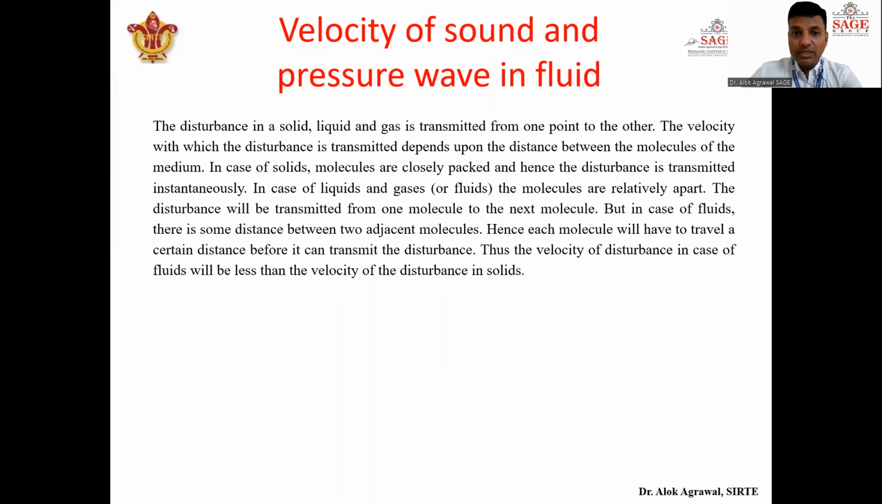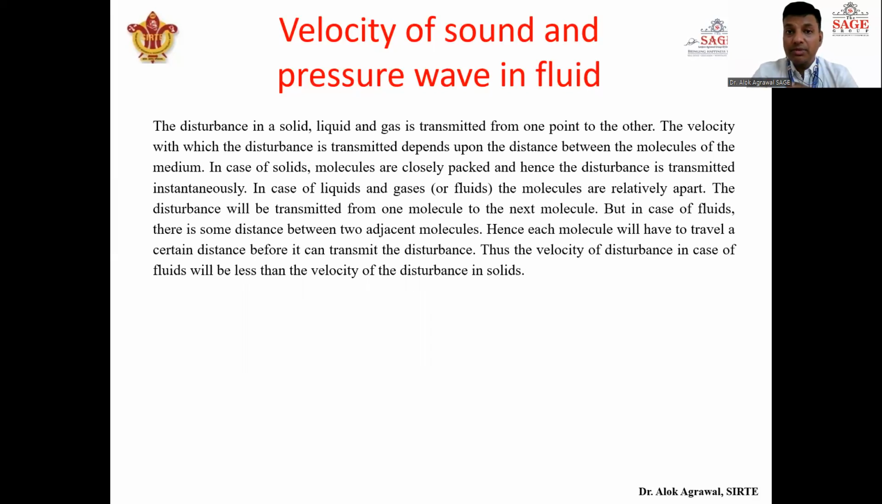So why does something get transmitted from one point to another? Because of the disturbance. The disturbance in solid, liquid, and gas is responsible for transmission from one point to another, and the velocity with which this disturbance is transmitted depends upon the distance between the molecules of the medium. In a solid, the molecules are very close to each other, so the disturbance will transmit very fast. But in a liquid or gas, the distance between the molecules is relatively greater, and because of this the disturbance will take some time to transmit from one point to another.